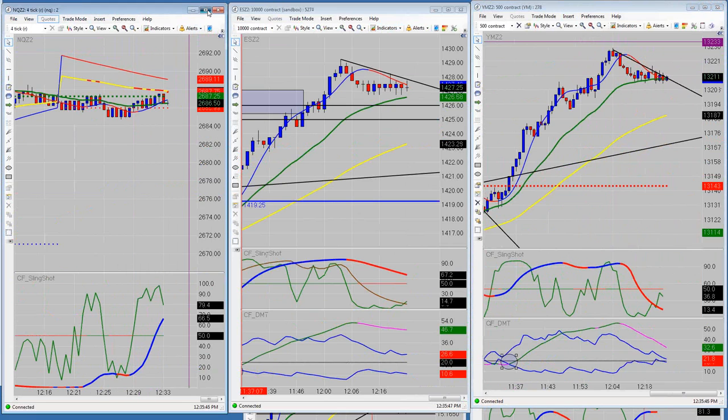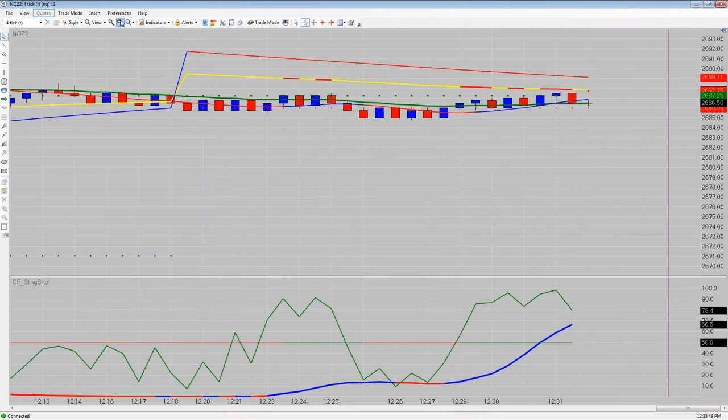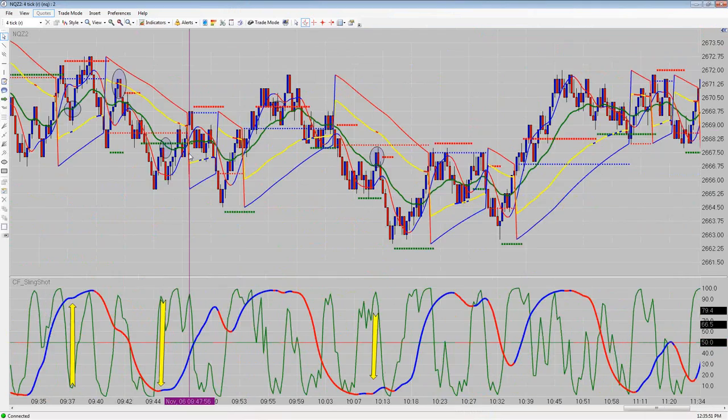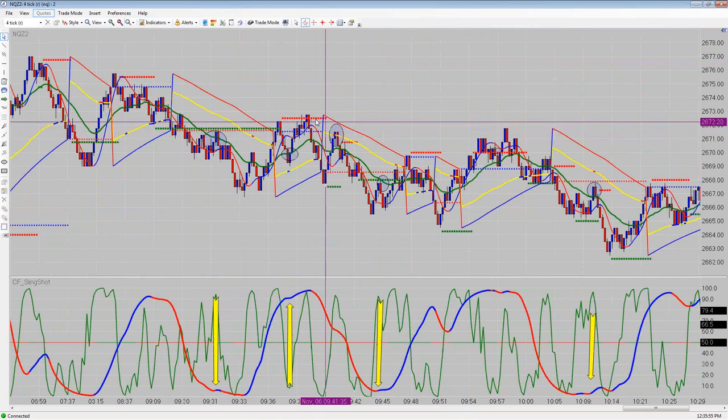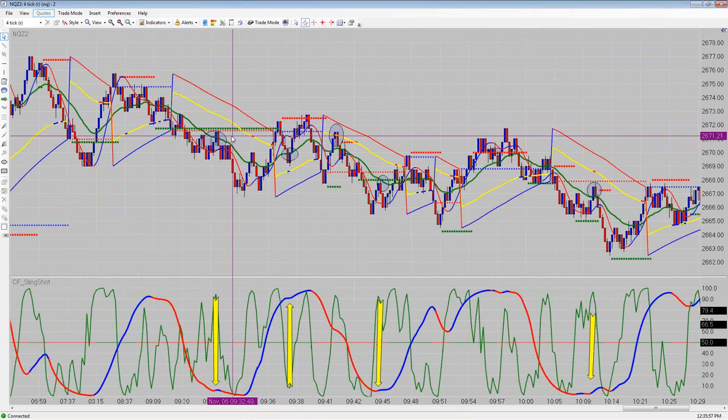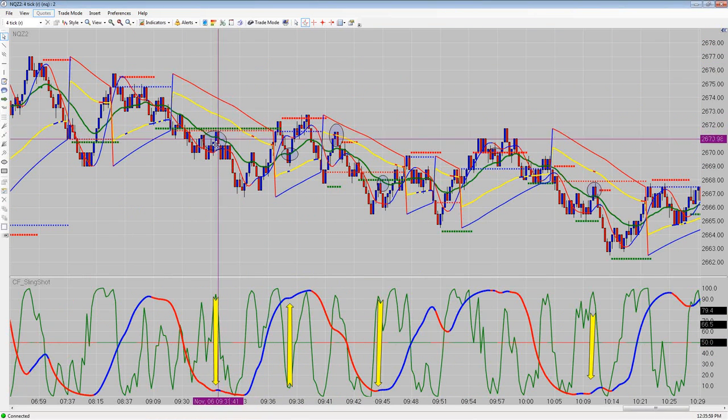And let's jump over here to the NQ. The NQ had a bunch of nice trades early on in the morning. I didn't take any of them. I was, as I said, busy trying to send off an email to a few of you guys.